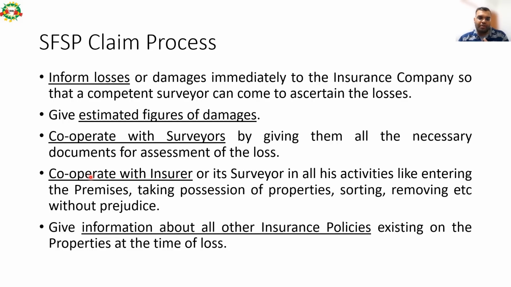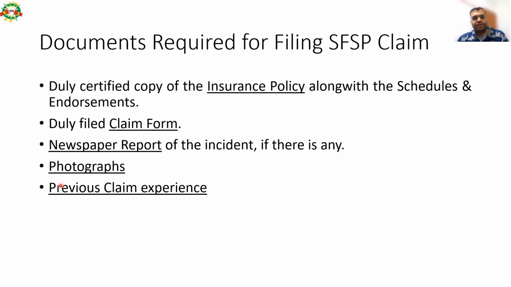Then cooperate with the insurer. The proposer or insured has to cooperate with the insurance company and its surveyors in all activities like entering the premises, taking possession of properties, sorting, removing, etc., without any prejudice. Lastly, the insured has to give all information about all other insurance policies existing on the property at the time of loss to the insurance company. What are the documents required for filing the SFSP claim?